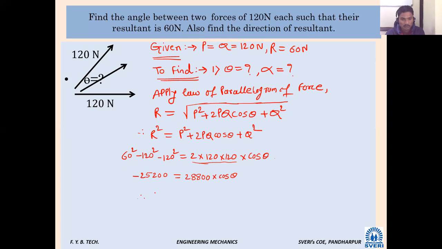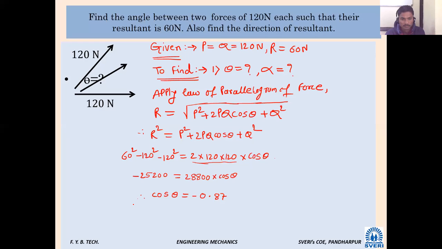Therefore, cos theta is equal to minus 25,200 divided by 28,800. It will come less than 1. Again, it will be minus 0 point something, because 25,200 is less than 28,800. It comes to minus 0.87. Okay, very good.